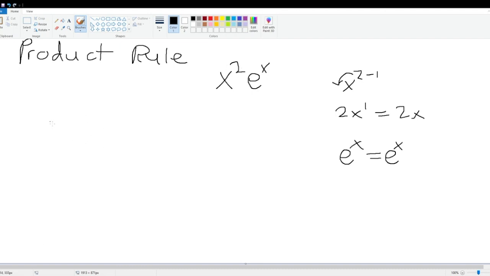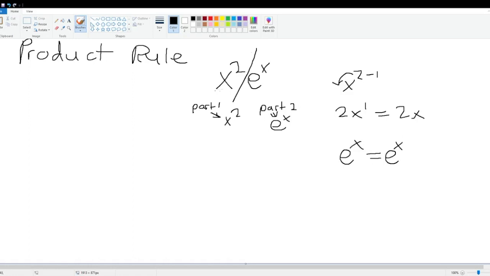How I like to think about doing the product rule is you take the derivative of one part of the equation. So let's separate this into two parts of the equation, which we did here. I want you to not think about this as division. Think about this as me separating this into two different parts. So the first part, part 1, is this. It's x squared. Part 2 is e to the x.